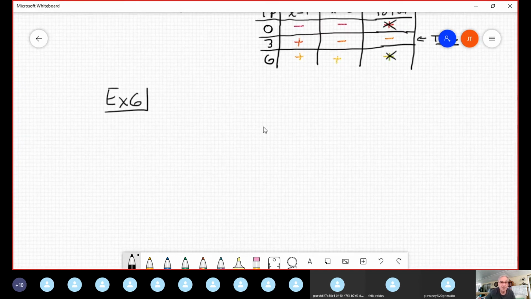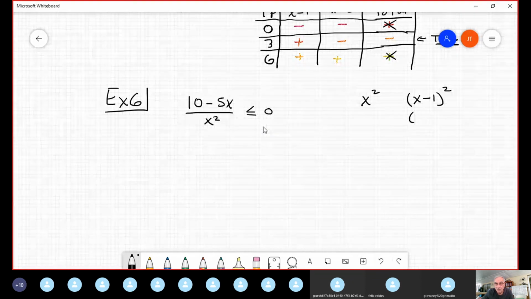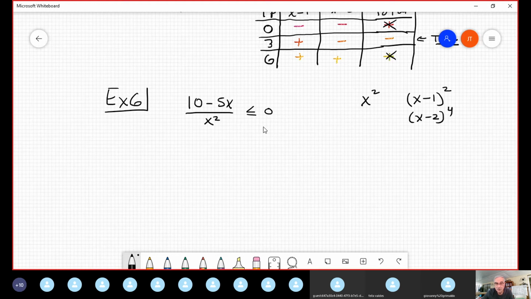Okay, suppose this: 10 minus 5x divided by x squared, less than or equal to 0. This is relatively easy, because I remember something important. Any factor that contains an even exponent, like this, or another factor, suppose x minus 1 squared, or x minus 2 to the 4th power, is always positive. So I guarantee you 100% that this guy is always positive. The responsibility to be negative is only for the top part.